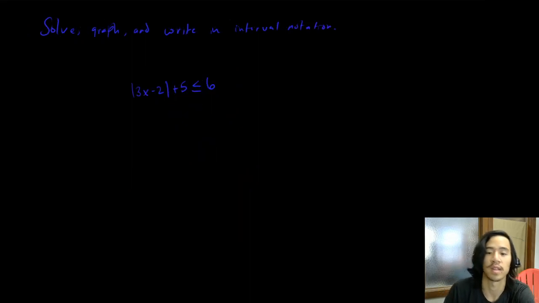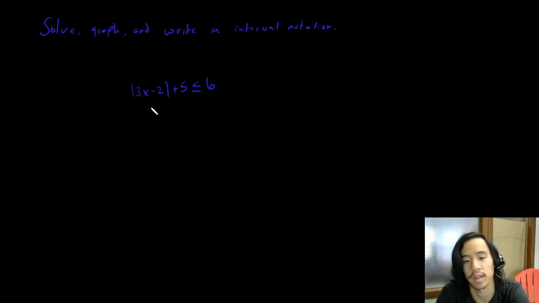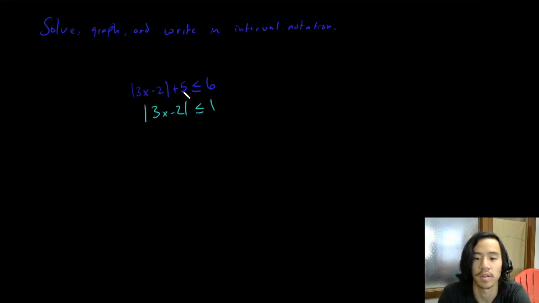So solve, graph, and write this in interval notation. Let's go ahead and do it. Get the absolute value by itself. So subtract 5 from both sides. 6 minus 5 is 1. Now we have a less than or equal to.